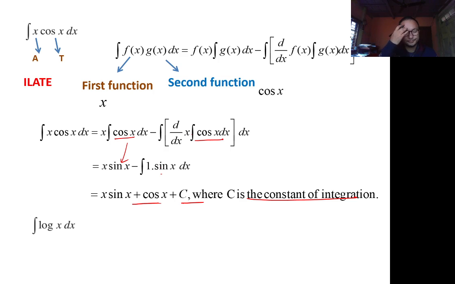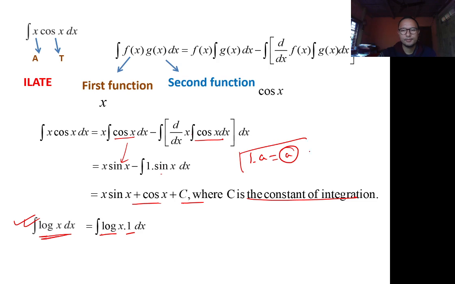Let's say log x. This comes in examinations: how do we find the integral of log x? There is no direct formula for the integral of log x. Now log x is log x into 1, because 1 into any number is the number itself, right? Now log x is logarithmic, and 1 we can say is x to the power 0, which is algebraic.